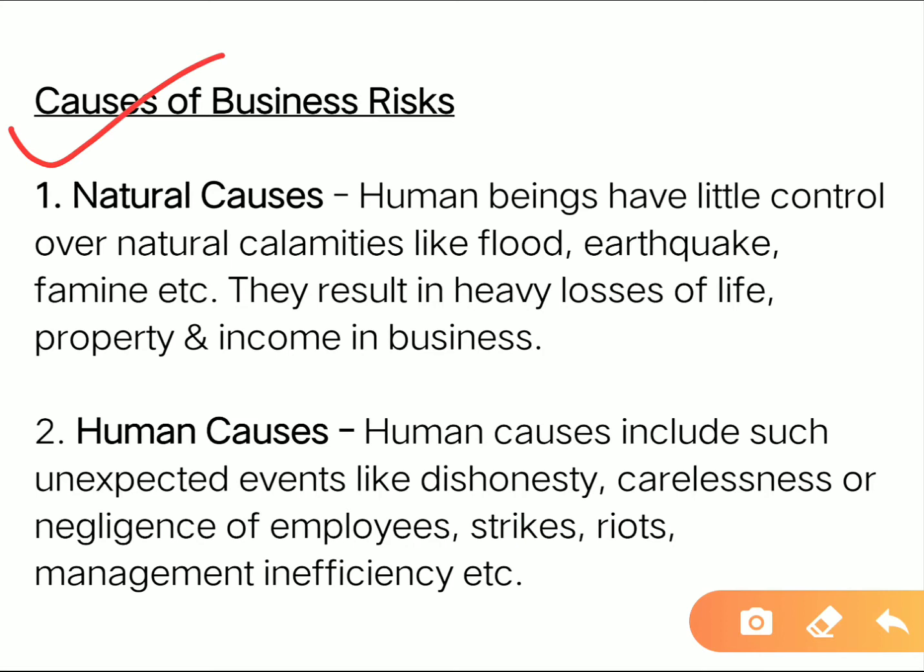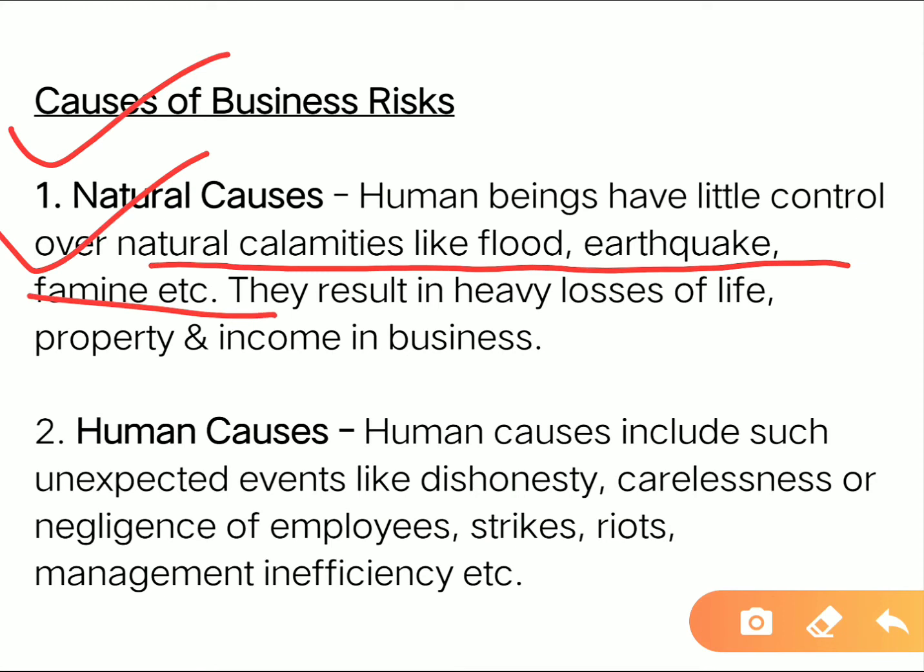Let us see. First is natural cause. Natural cause means what? Human beings have little control over natural calamities like flood, earthquake, famine, etc. They result in heavy losses of life, property, and income in business.